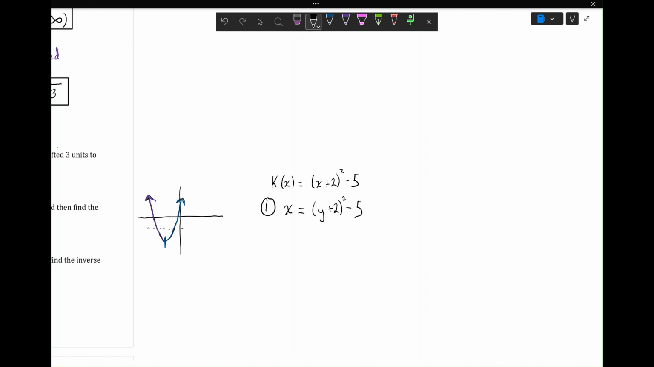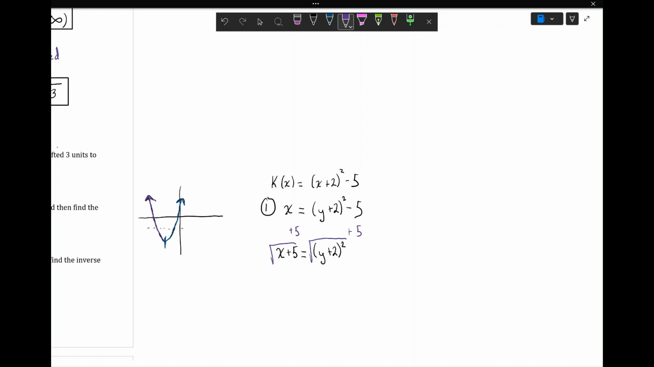Now, this is often used because it follows directly from the definition of an inverse. An inverse is where you switch inputs and outputs, where you do things backwards. So I can solve for y to get this function. And I can use my classic solving skills. I'll add 5 to both sides. So I end up with x plus 5 equals y plus 2 squared. And now we square root both sides.